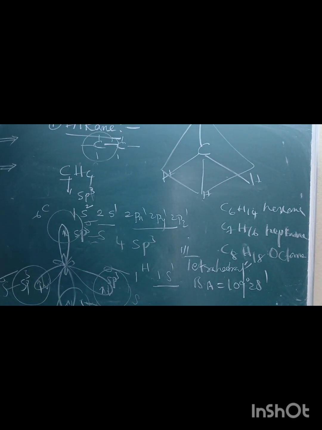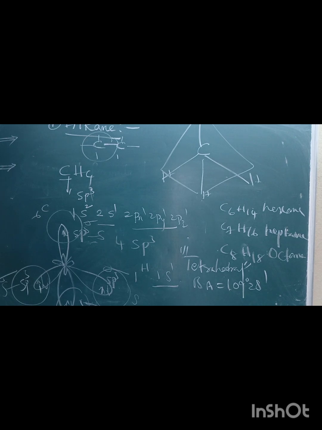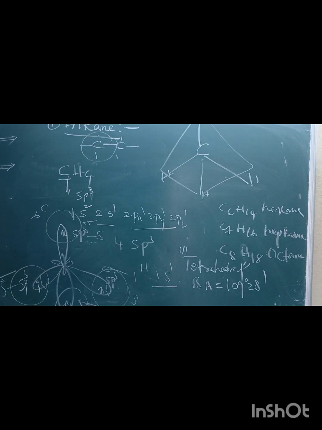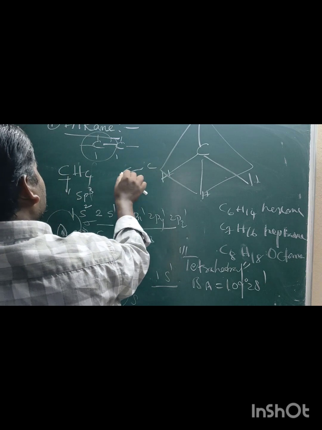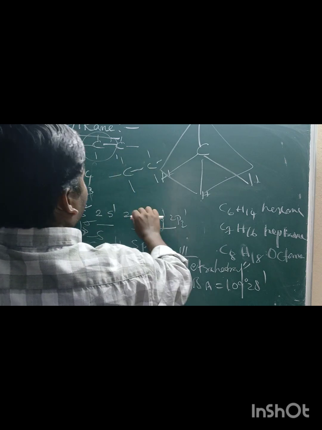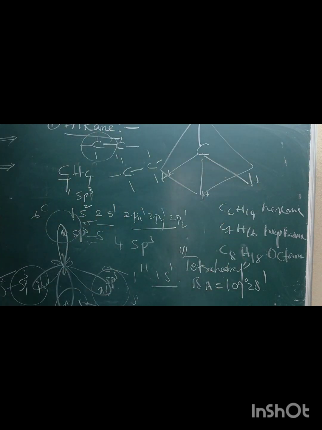Okay, alkanes contain a single nonpolar bond between carbon and carbon. Carbon and hydrogen also form sigma bonds. Alkanes contain sigma bonds formed between carbon and hydrogen. This is the information about the structure of alkane.